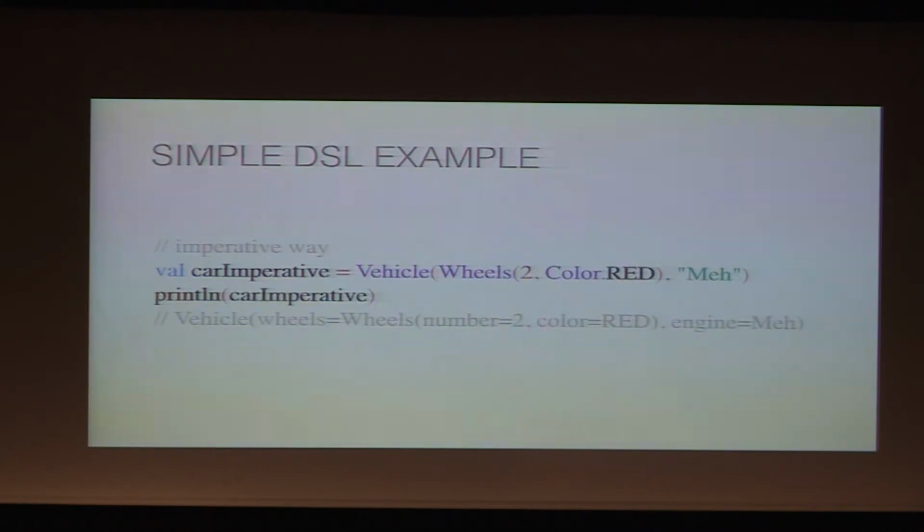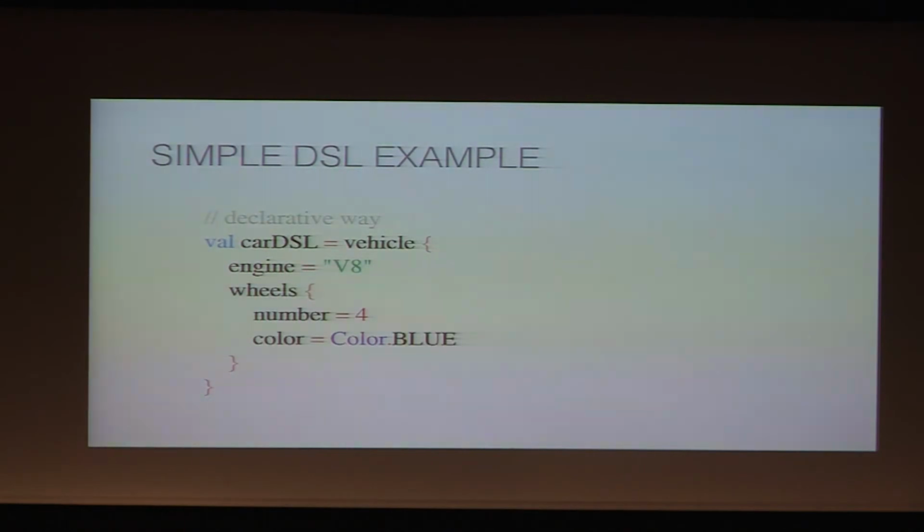The imperative way of creating objects is to instantiate a new object with the parameters, like we used to do everywhere. We can print it, and here is what will be printed, because this one is a data class, which has a toString automatically generated. The DSL version of this would be something like this, where I declare a vehicle and I can set every field, and it's much easier to read.